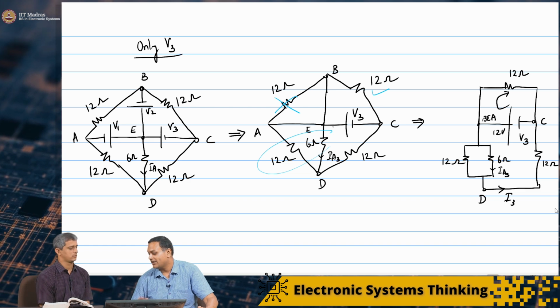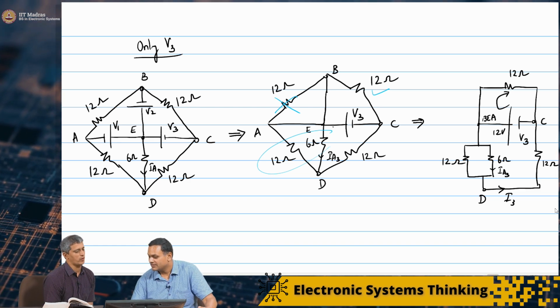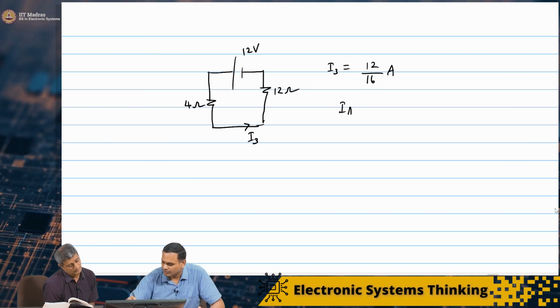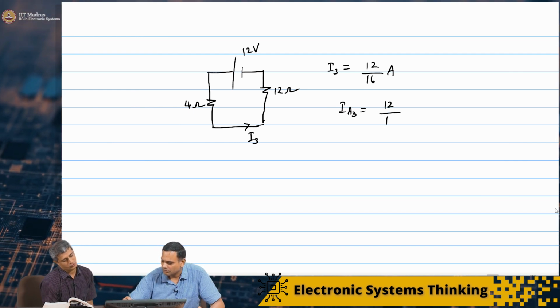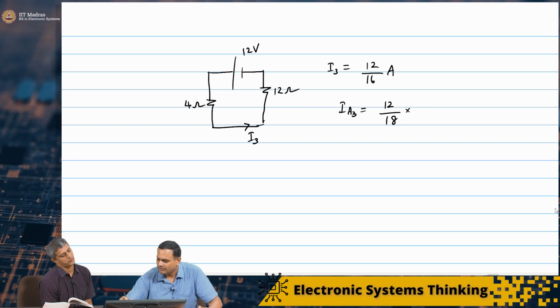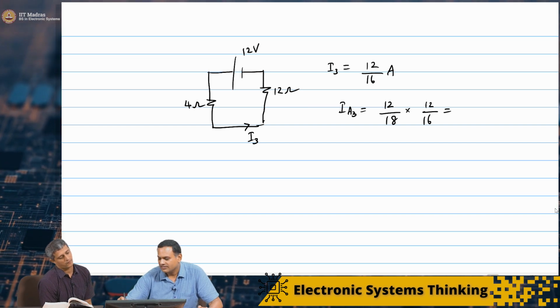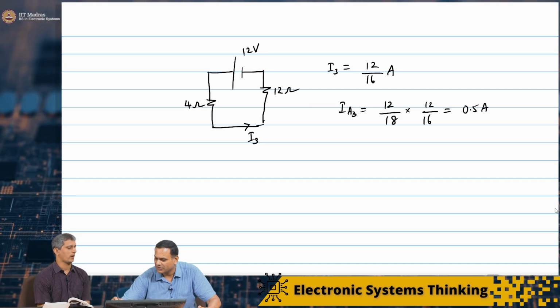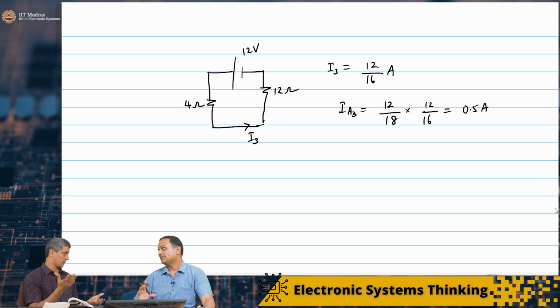IA3 to I3 dependence we also know. From it, this is 12 by 18. So 12 by 18 times 12 by 16 is clearly 144 by 288, so 0.5 amperes. So our guess this time was right.